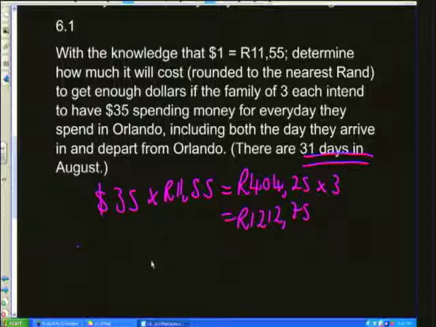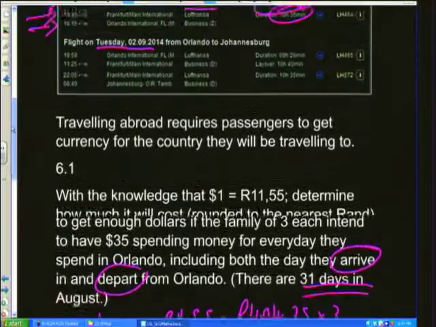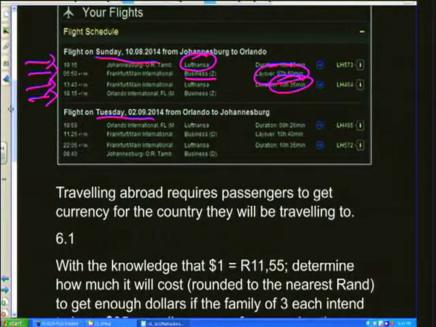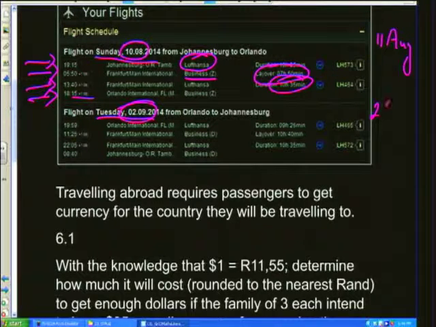Let's read what the question says. It says, how much spending money for every day will they spend in Orlando, including both the day they arrive in Orlando and the day they depart? So let's have a look here now. Out comes our timetable. Now, we leave Johannesburg on the 10th of August. We arrive the following day. It says there plus 1 day. So we are arriving on the 11th of August, and we're departing on the 2nd of September.